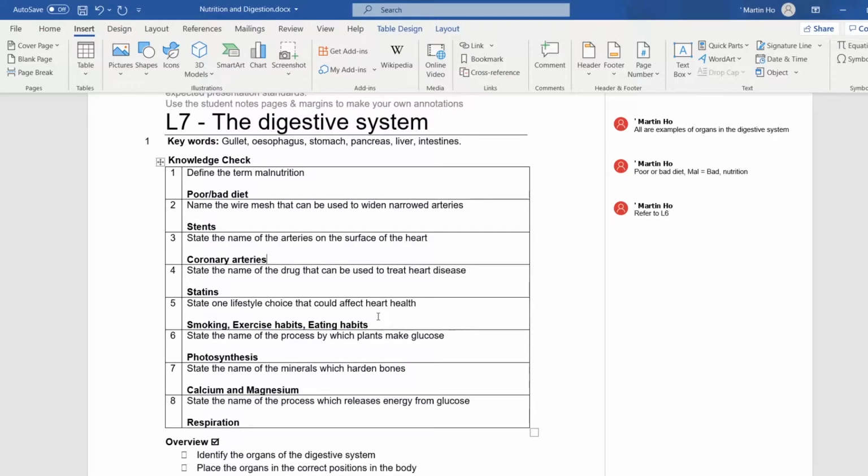4. State the name of the drug that can be used to treat heart disease. The medication or the drug that is used to treat heart disease are called statins, and how they work is that they reduce the amount of cholesterol in the blood.